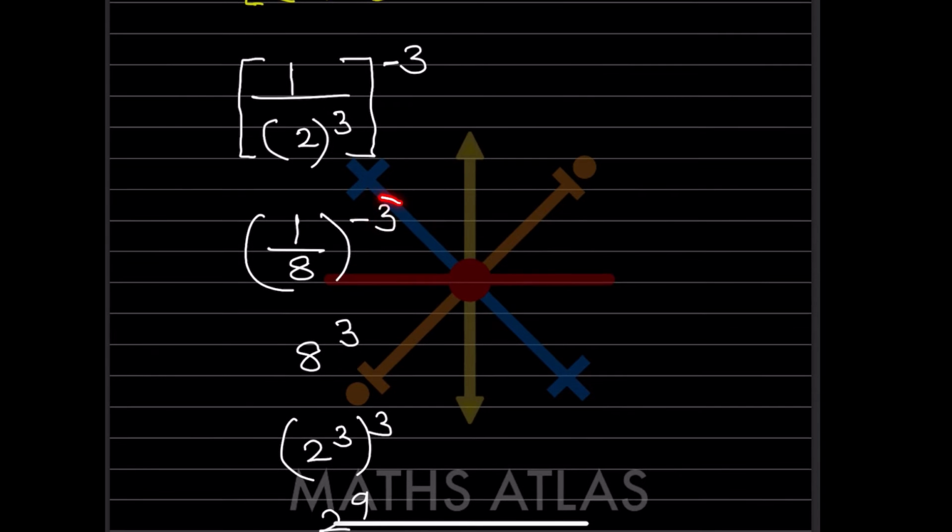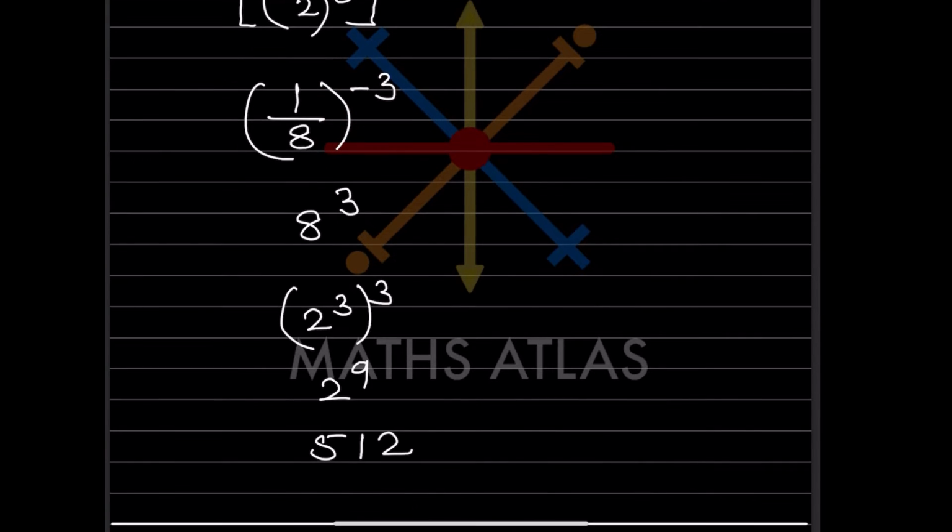Now see here, we have to make the exponent positive. So this is going to get flipped over, so that will be 8 cubed. And this 8 we can also write as 2 cubed, and this 3 will be the exponent. Now you are going to multiply this into this, because you know the formula: a raised to m, raised to n, is a raised to mn. So 2 raised to 9. 2 raised to 9 means you multiply 2 nine times. You can multiply and see, you get the answer 512.